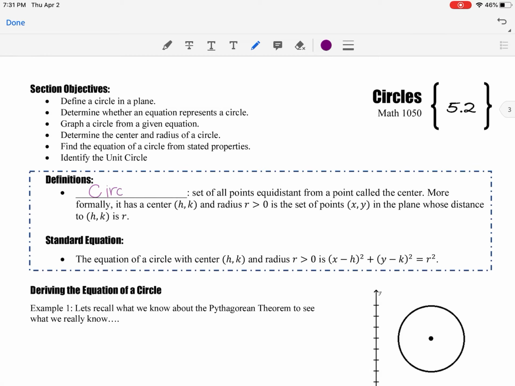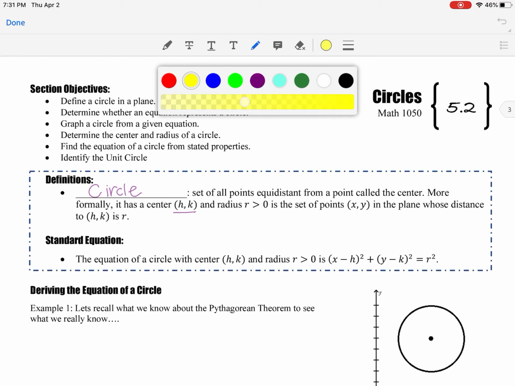All right, the first conic we're going to look into is a circle. The definition of a circle is the set of all points equidistant from a point called the center. More formally, you can think about it having a center point, which we're going to call (h, k), and some radius, which has to be positive, such that we're talking about the set of all points (x, y) whose distance from that center (h, k) is that radius r.